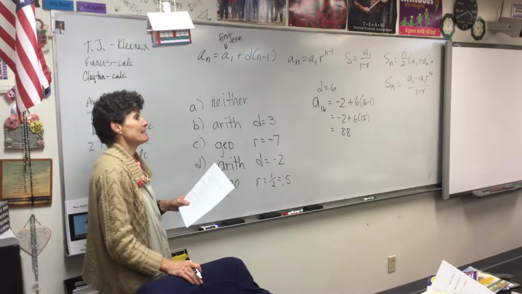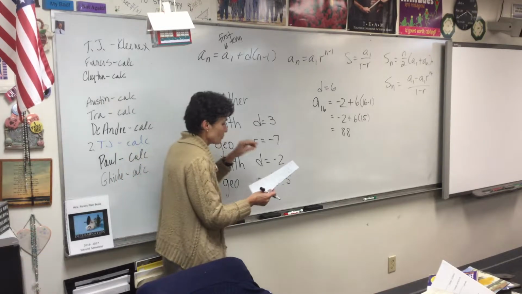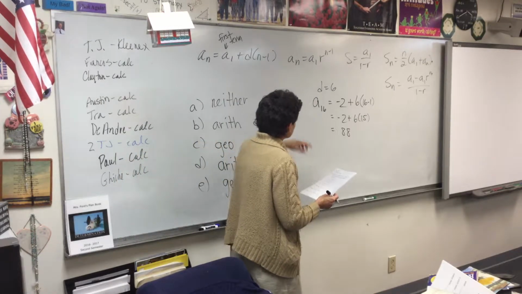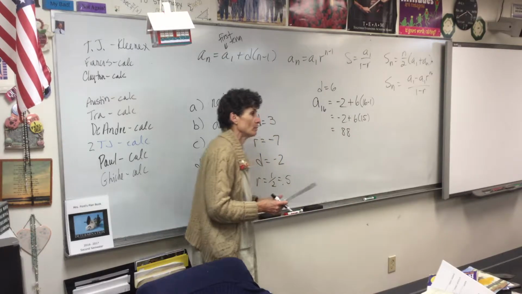So the 16th term is 88. What that means is if you kept going with this sequence, if you kept going down the line, by the time you got to the 16th number, it would be 88.